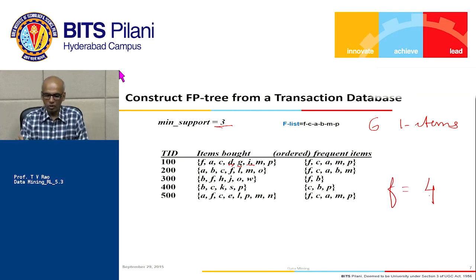Support is equal to 4. Others have a lower support. So we sort this list as per the support. So thereby we have got the frequent items which are sorted as per their support in the decreasing order of the support.